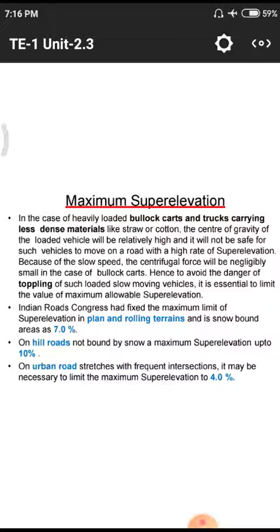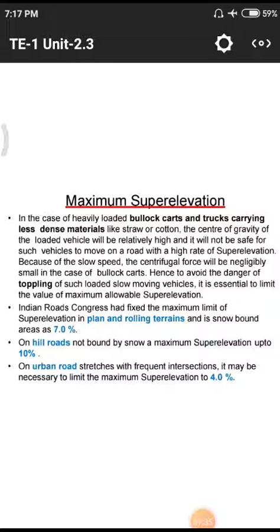but nowadays we are having huge structures and vehicles, so it is essential to calculate the super elevation required for that particular vehicle and particular loads. According to Indian Road Congress, the fixed maximum limit of super elevation in plain terrains and in snow bound areas is 7%. Indian Road Congress is a major authority in India, so we have to follow their rules and restrictions.